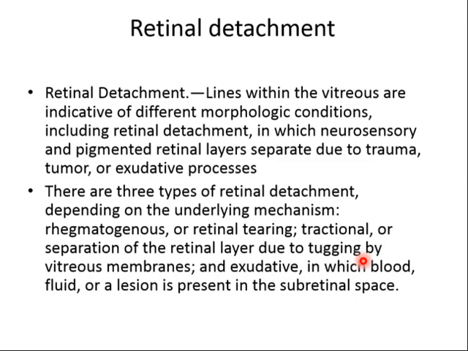Retinal detachment is a very important subject, and it is very common to see. In retinal detachment, there are lines within the vitreous, mostly after trauma or tumor and exudative process. There are some types of retinal detachment depending on the underlying mechanism: either rhegmatogenous, or retinal tear; tractional, or separation of the retinal layer due to tugging by the vitreous membrane; and lastly exudative, in which blood, fluid, or a lesion is present in the subretinal space. So it's either something pushing, something pulling, or it's a tear.